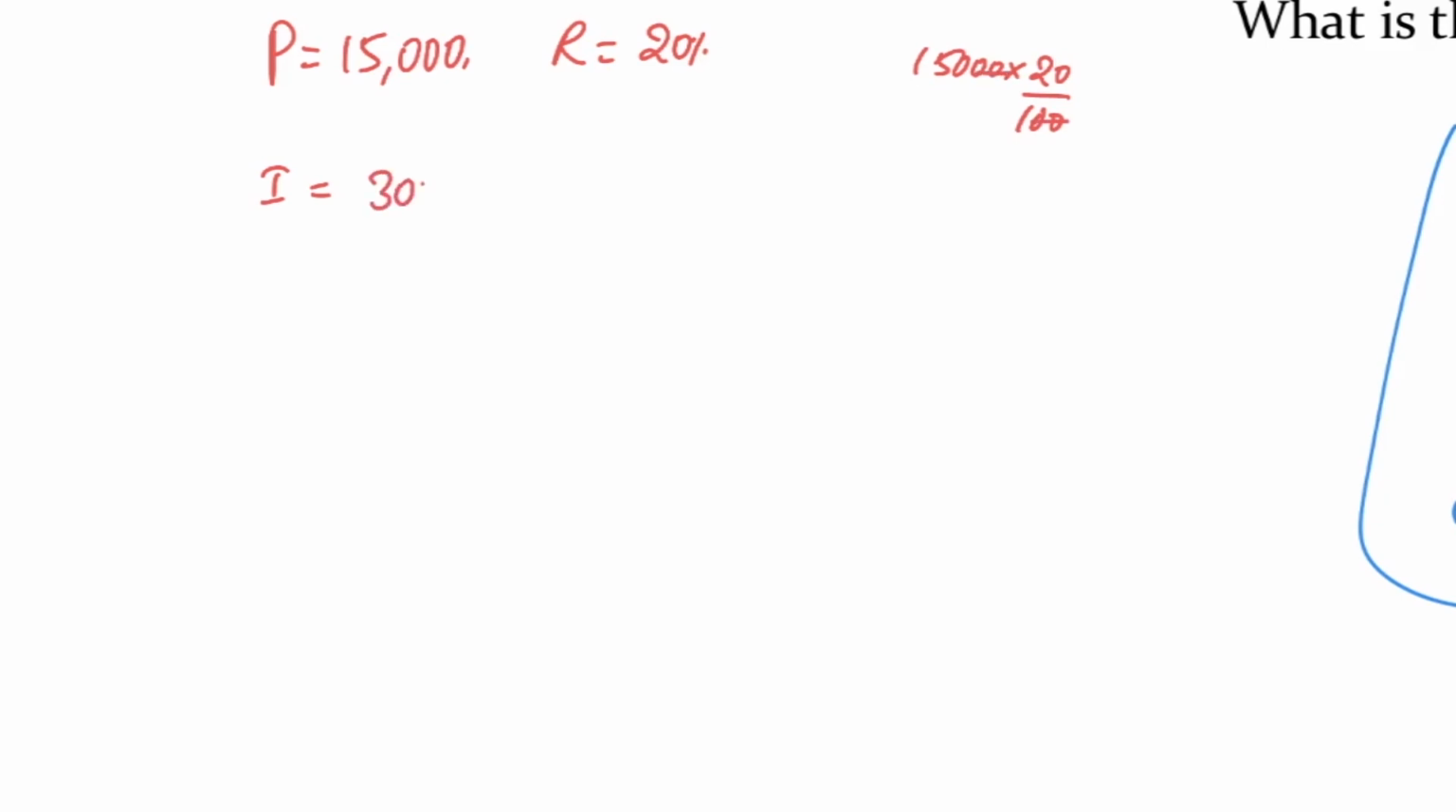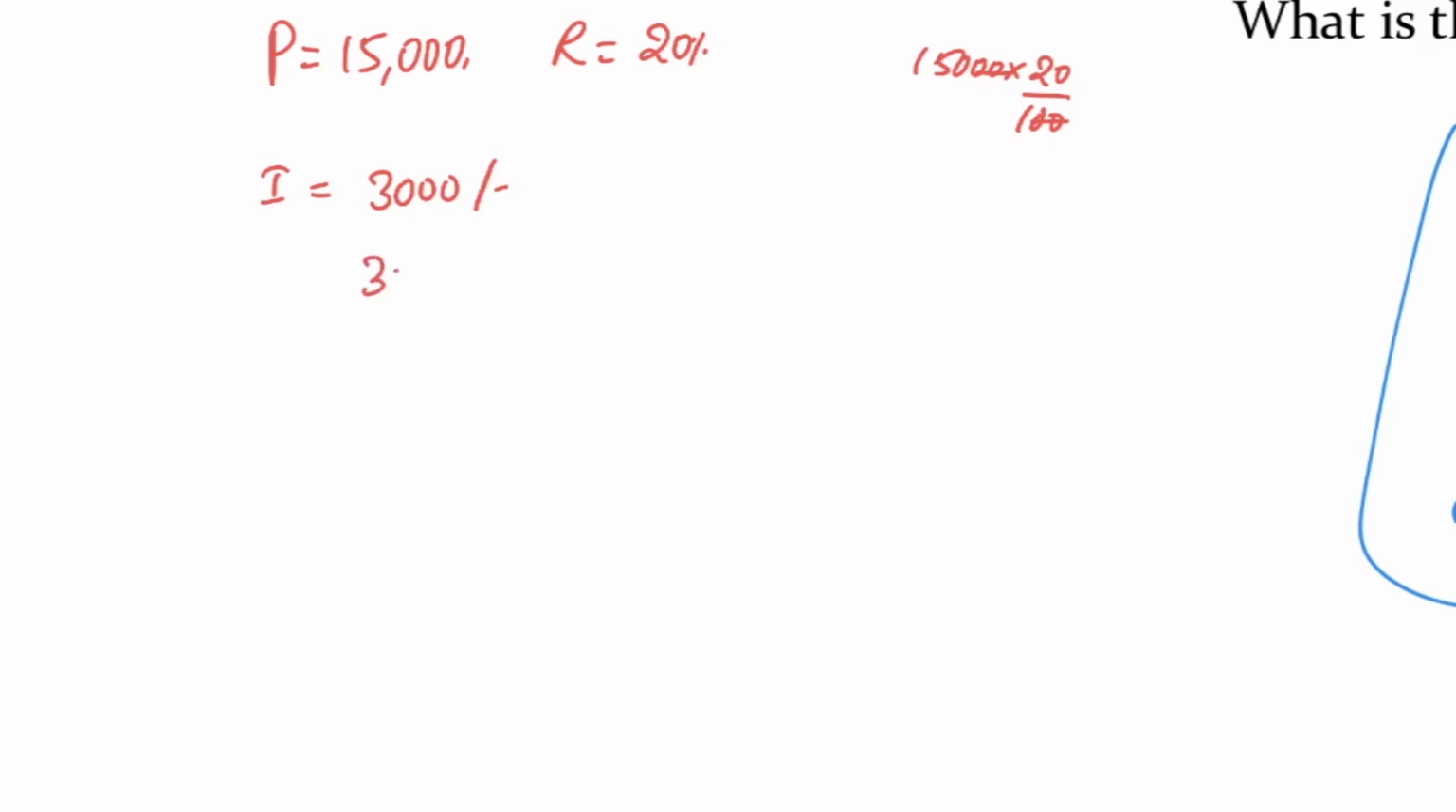See, P is equal to 15,000, right? And rate of interest is 20%. Interest is required. First year on 15,000 we require 20% interest. Cancel 2 zeros, 2 zeros. 150 into 20, 3,000 rupees is interest for first year.